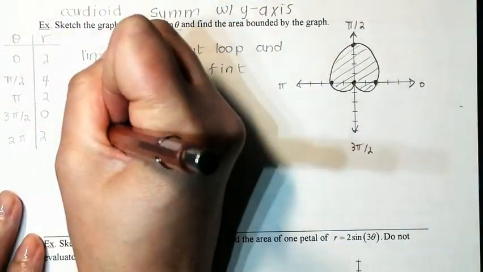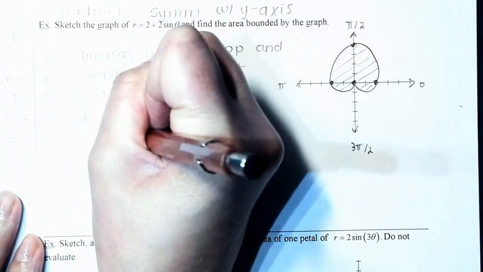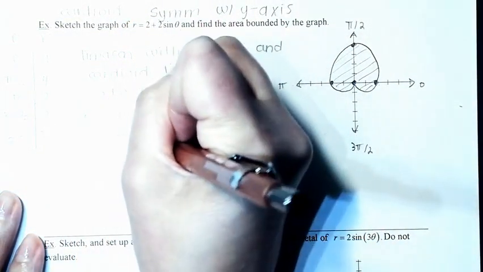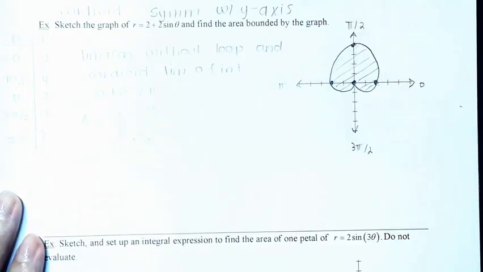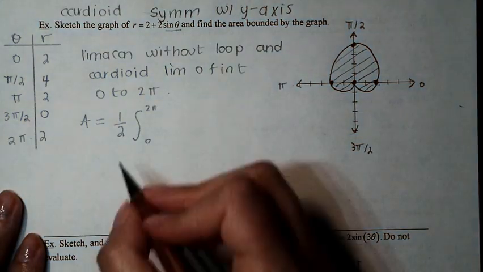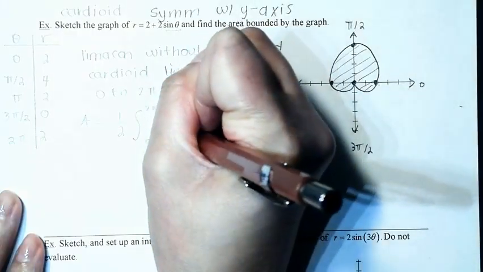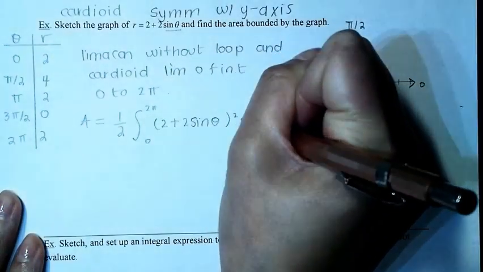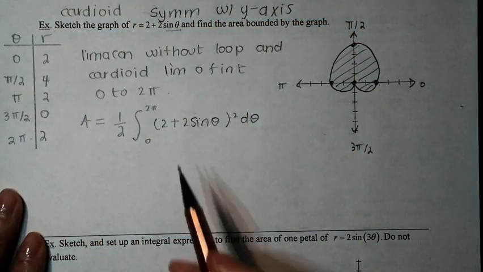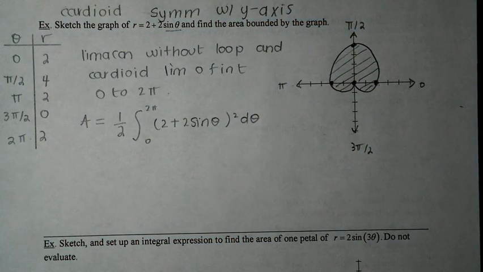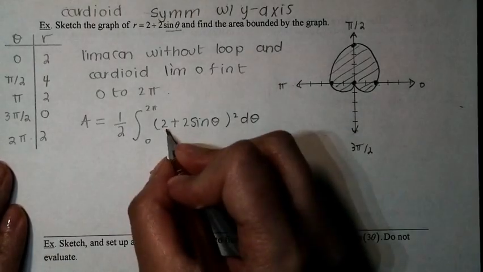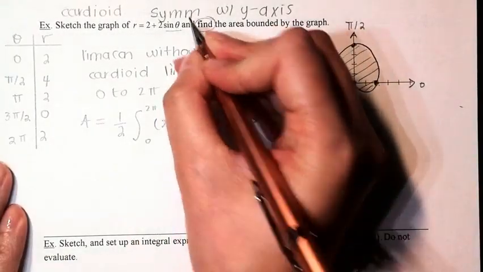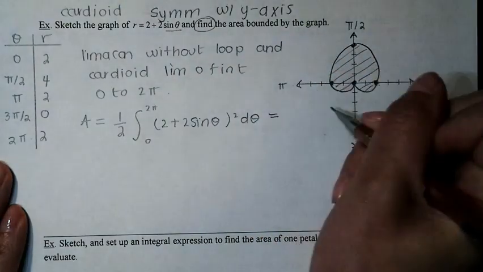So what are you going to do here? The area is 1/2 integral from 0 to 2 pi, because you have a cardioid. After that, what's your r? r is going to be 2 plus 2 sine theta, all of that squared, d theta. So that's going to be your area. Now, what are we going to do next? You're going to expand it, because they are asking you to find it. So we expand this equation.